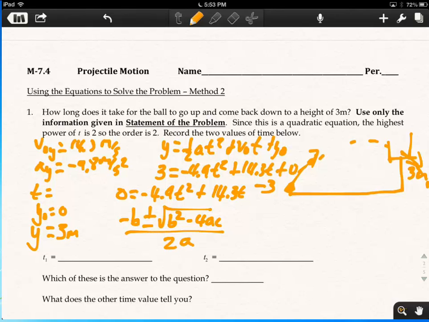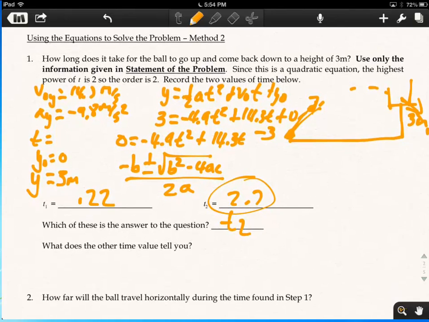Okay, and so let's see. Let me work this out real quick. Alright, so after I work that out, I get 0.22 and 2.7 seconds. Okay, which of these is the answer to the question? Well, probably T2 because the first one is on the way back up and it's barely moved at all. Second one's on the way back down. Okay, so the other time, that's way up, right?